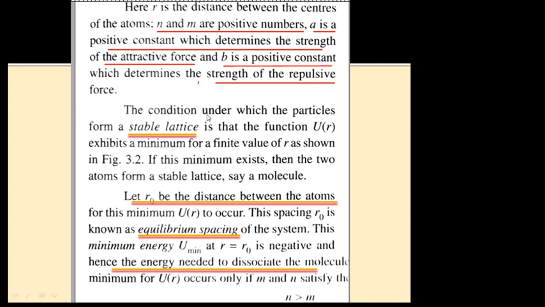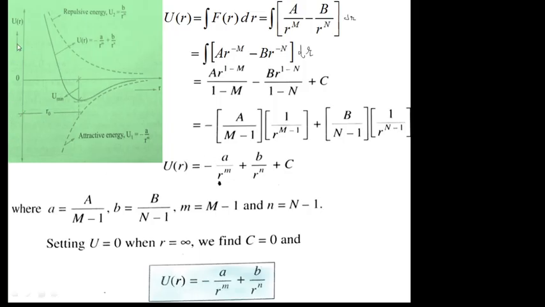The condition under which particles form a stable lattice or a stable bond is that U as a function of r exhibits the minimum energy. And minimum energy, look here, this solid line is the combination of the repulsive force as well as the attractive. So draw the full energy line, and where the minimum energy is, there the bond will form.